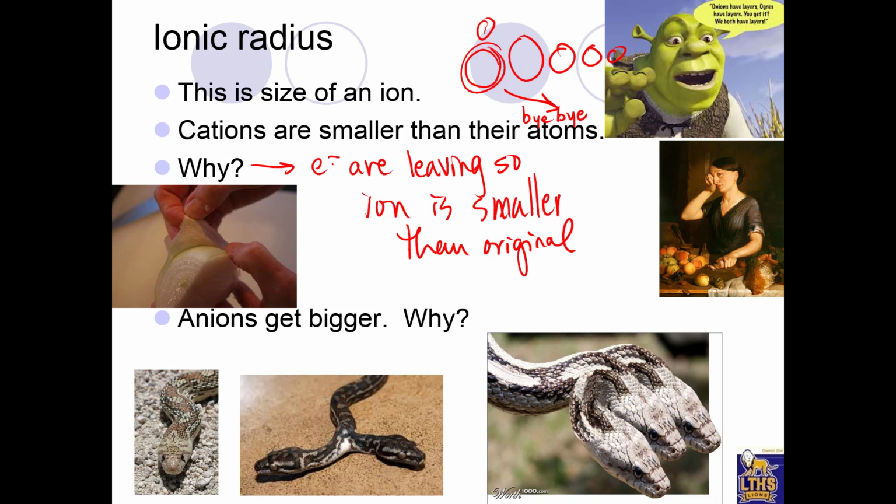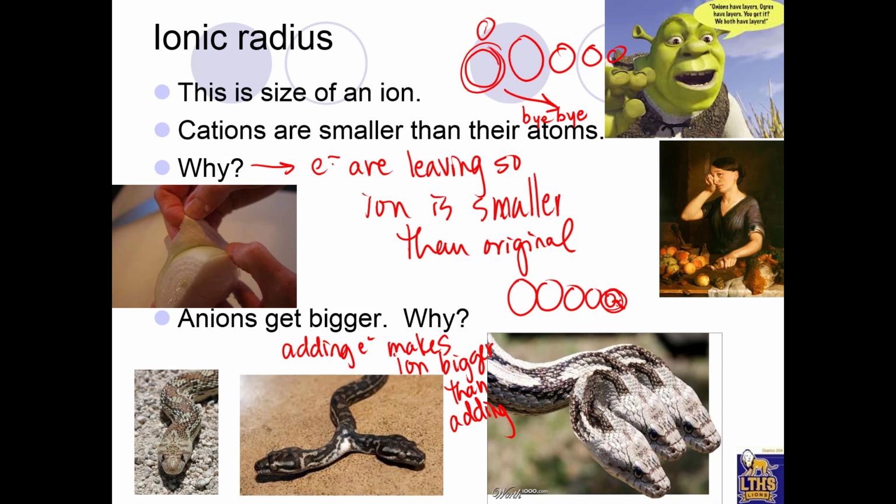All right. Anions get bigger than the original atoms. Why? Well, anions happen over here on this side of the periodic table. You're adding an electron, and that electron is going to make the atom look bigger, and it has a charge. Adding electrons makes the ion bigger than the atom. Just like this snake is adding heads, and wow, it's getting bigger. I told you there were snakes.